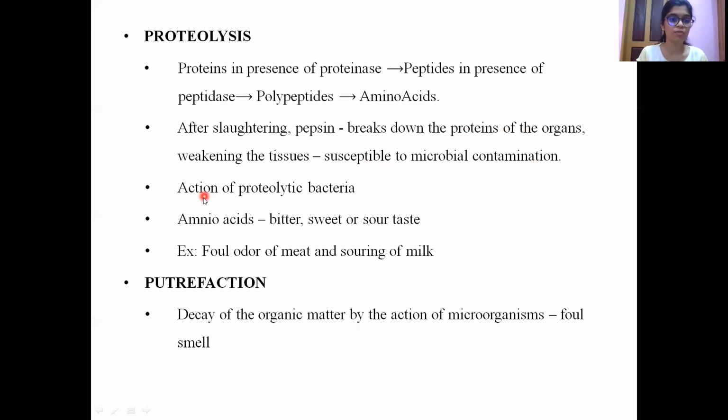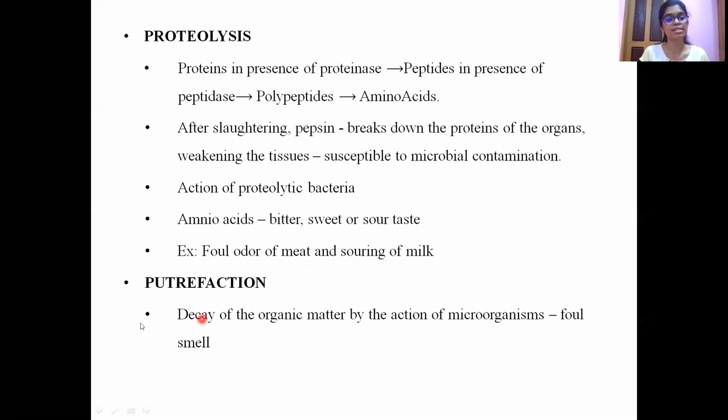One other factor of proteolysis is the action of proteolytic bacteria on any food or food component, where it will lead to deterioration through the same process. An example is the foul odor of meat and the souring of milk. We discussed in spoilage science that protein decomposition may be due to either putrefaction or proteolysis, so it is mentioned here as foul odor of meat and souring of milk.